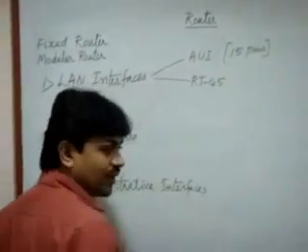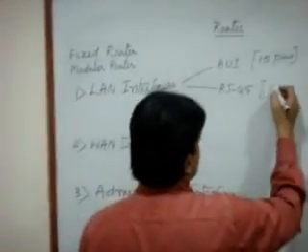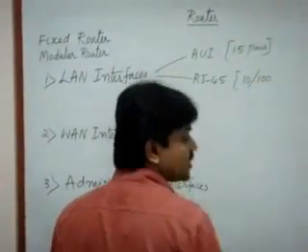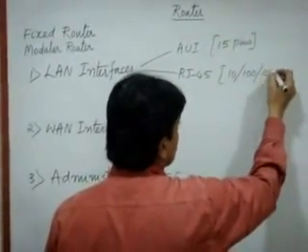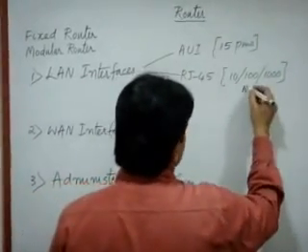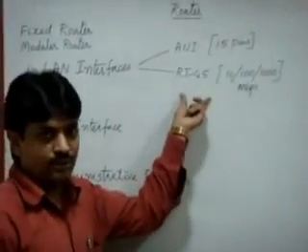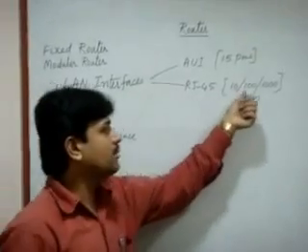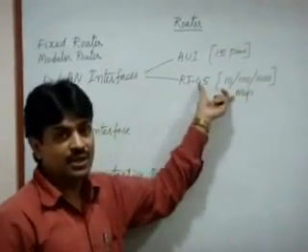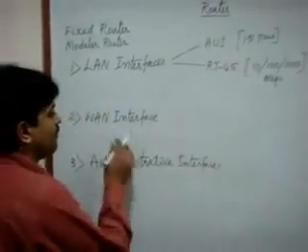The RJ45 port supports different bandwidths. We have 10 Mbps, 100 Mbps, and 1000 Mbps. Different bandwidths are available. The 10 Mbps port is called an Ethernet port. This is for LAN. The 100 Mbps port is called a Fast Ethernet port. The 1000 Mbps port is called a Gigabit Ethernet port. All these are for LAN. And next we have WAN interfaces.